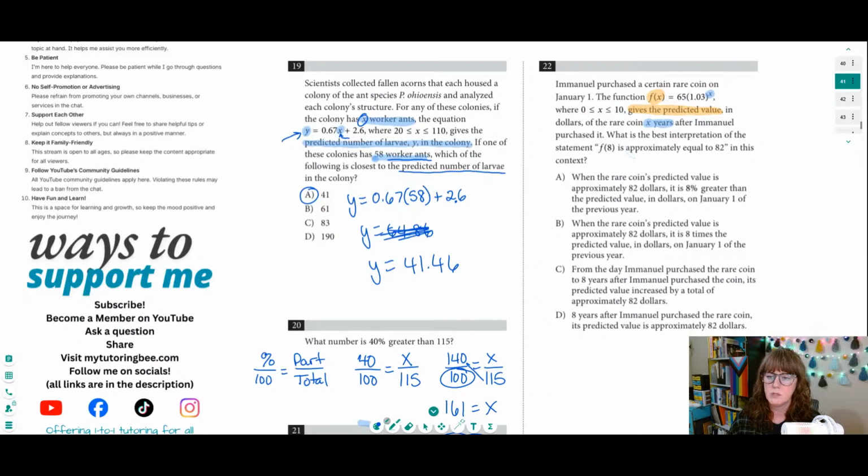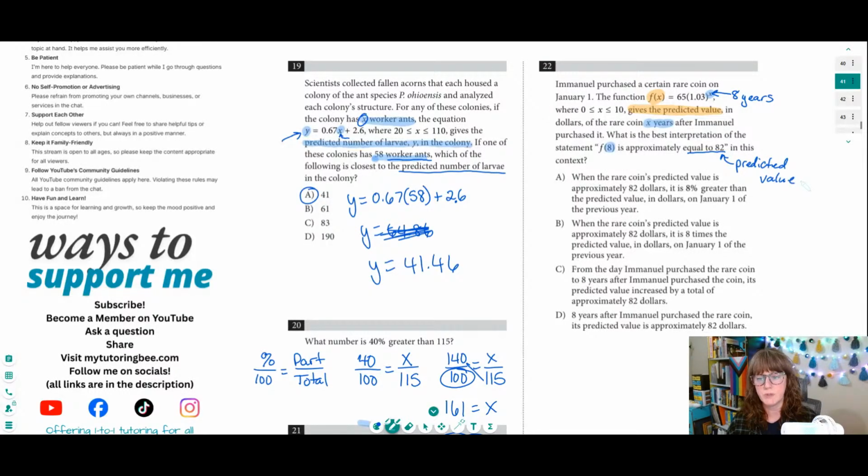So what is the best interpretation of the statement f of x is approximately equal to 82 in this context? Okay, so they've replaced x with 8. So that tells us that what they're calculating is 8 years, right? So in this scenario, he has had this coin for 8 years. And then once we do all of that calculation, it's equal to 82. So this is the predicted value.